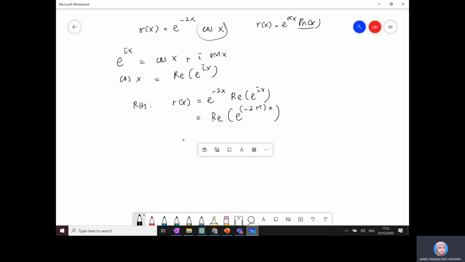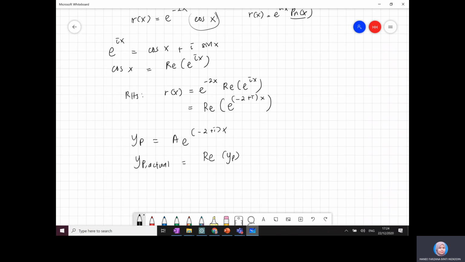So your possible yp is a times e to the power of negative 2 plus i x. But your actual yp is only the real part of your proposed yp. So the common practice is to neglect the RE or IM, real or imaginary, in calculation, and only find the final yp actual at the end of your calculation.